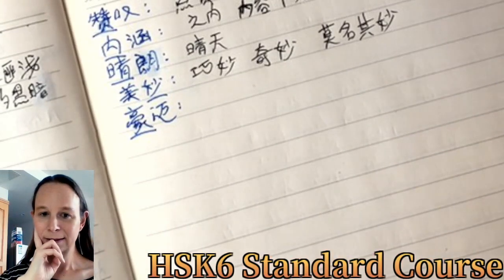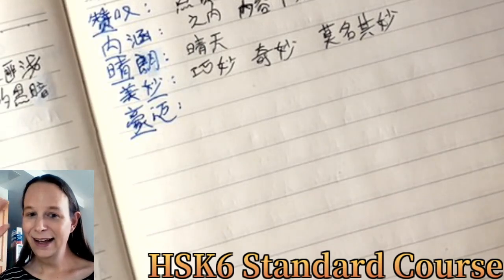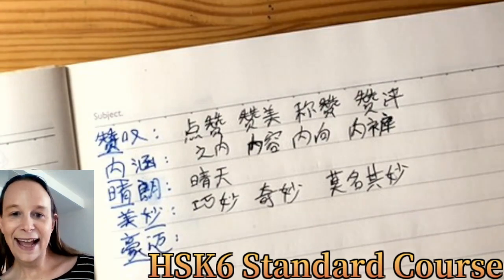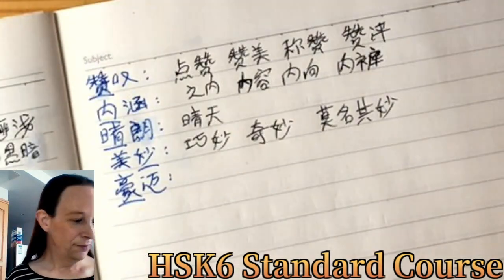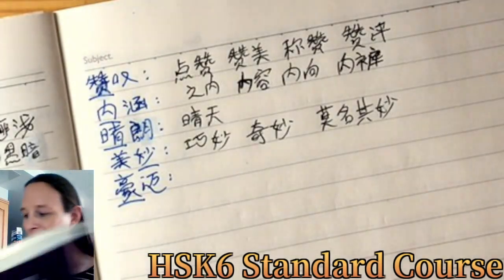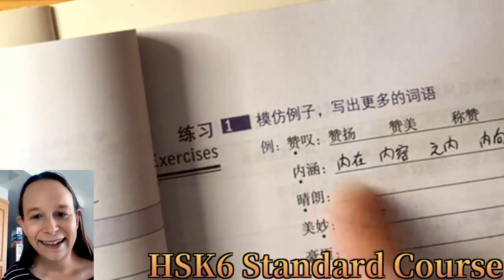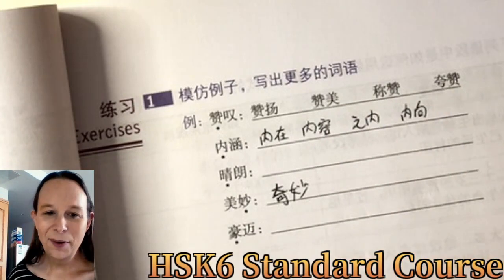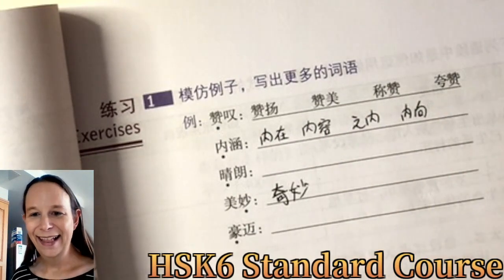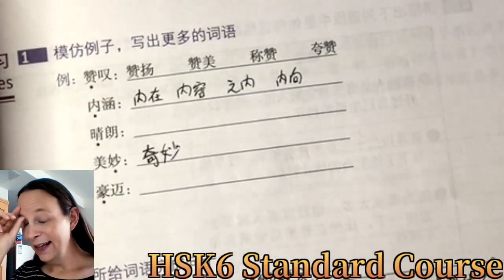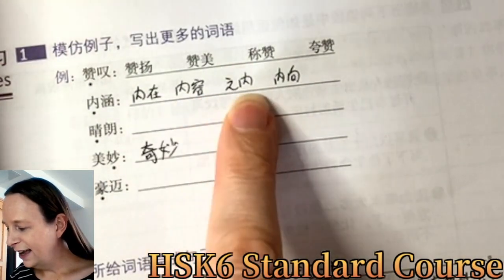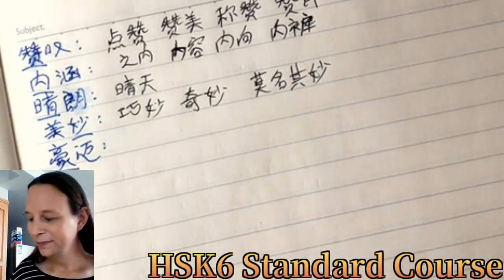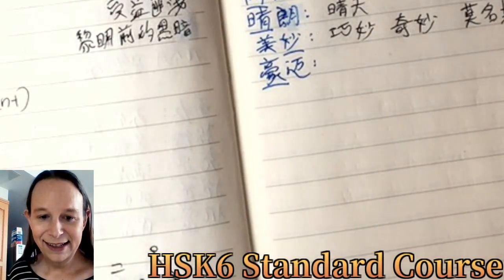Oh. Yeah, so zero. I can't think of any. Yeah, all right, let's move on. 点赞, 赞美, 赞扬, 称赞, 夸赞. Yeah, 夸赞. They feel like 夸奖, like, kind of exaggerate. 内在, oh yeah. That's what I got last time. So, what are the answers?